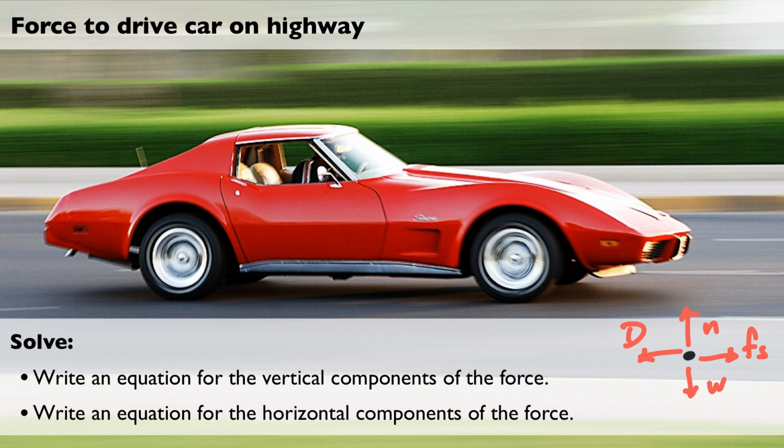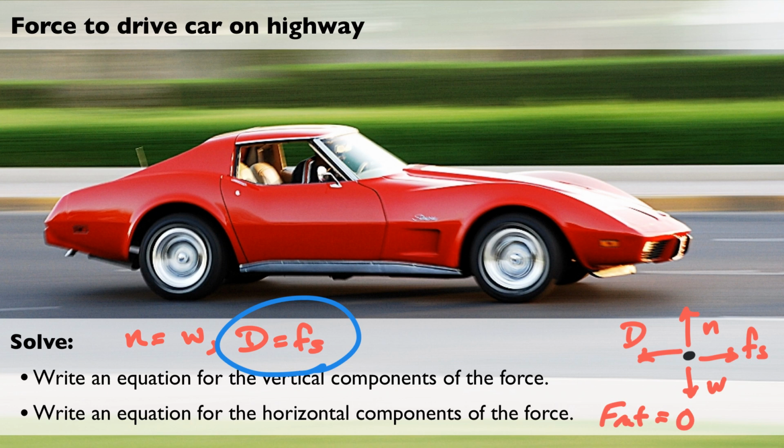I can write down an equation for the vertical and the horizontal components of the force, and it's fairly straightforward. Since F net is equal to 0, and that's true in both the x and y directions, that tells me that the normal force is equal to the weight force, and the drag force is equal to the friction force. Those are my equations. I want to look at this one: the drag force is equal to the friction force. Now the friction force is what we're looking for. That's the force necessary to make the car go forward. But that's just equal to the drag force, and we have an expression for the drag force.